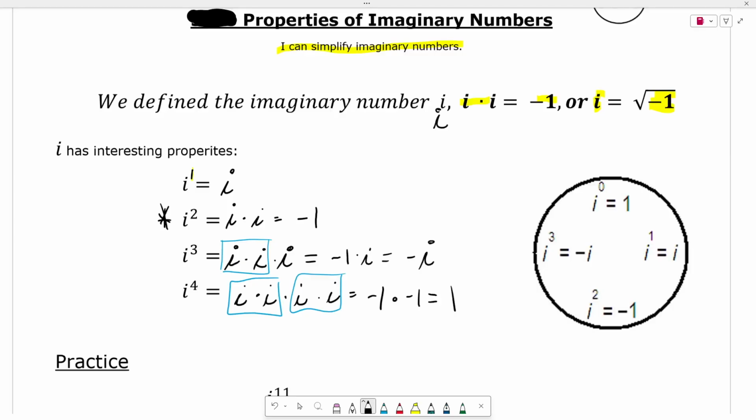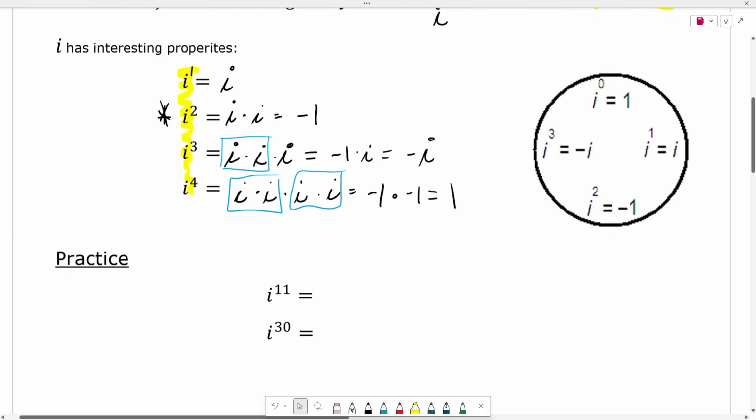So, some interesting little properties with this. Notice there are 4 things here. I like to think of it just like you would 4 quarters in a dollar. If you have 1 quarter, that gives us i. 2 quarters would give us -1. 3 quarters is -i, and 4 quarters, that's a whole dollar, so that's +1. So let's look at how we can actually use that.